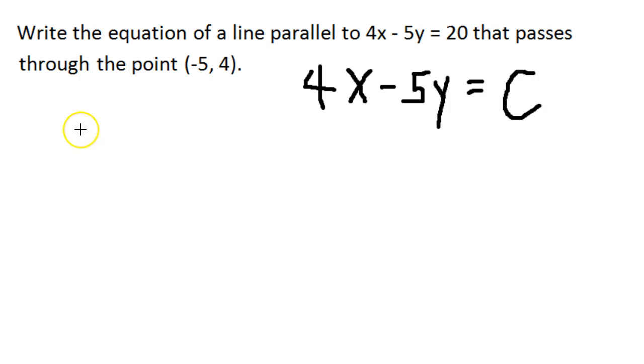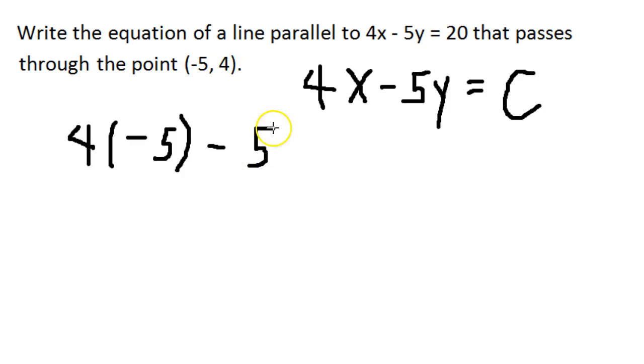So again, we're going to do the same thing we did last time, which is replace the x in the equation with the number that's in the coordinate, in this case -5. So we get 4 times -5 minus 5 times the y coordinate, which in this case is 4. So we get 5 times 4 is equal to c.